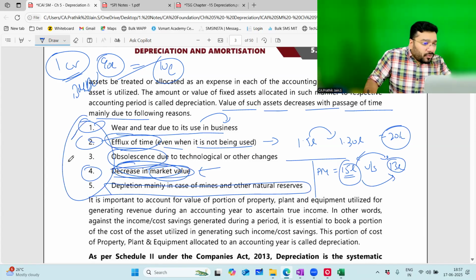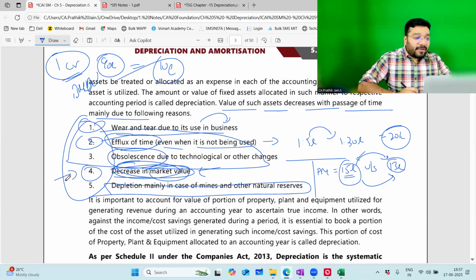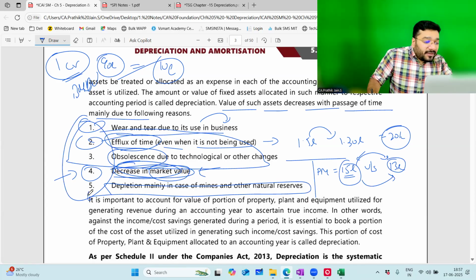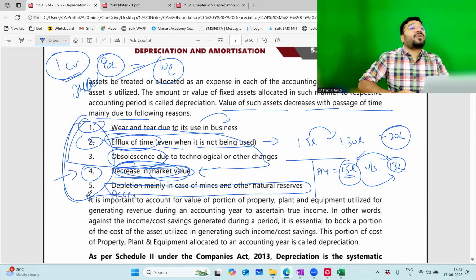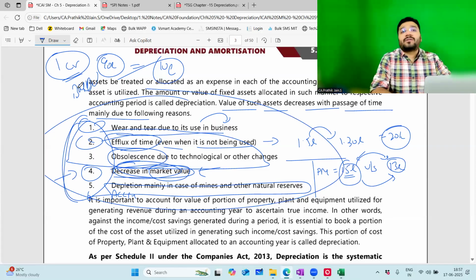I've discussed 4 points with you. Accident is also one of the points you can include here. So how many points have I discussed? Total 6 points, and the sixth point is accident. You write these reasons in the exam. If they ask what are the factors that cause reduction in the value of the asset, or what are the reasons for reduction in the value of the asset, this is what you write for 4 or 5 marks.